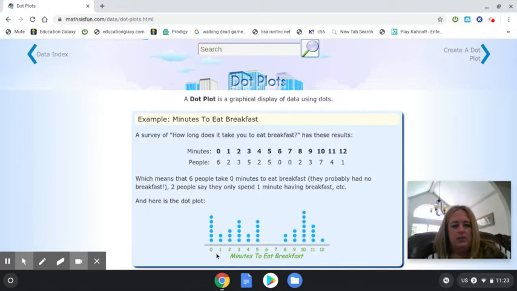So whenever we take this data and put it into a dot plot, this is what it looks like. We have these 6 people right here who took 0 minutes. And then we have 2 people who took 1 minute, 3 people who took 2 minutes, 1, 2, 3, 4, 5 people who took 3 minutes. So let me ask you some questions that you can answer looking at this dot plot. The first one I'm going to ask is how many people, I'm going to say students, but it doesn't say students, it just says that they surveyed people. So how many people took 11 minutes to eat their breakfast?